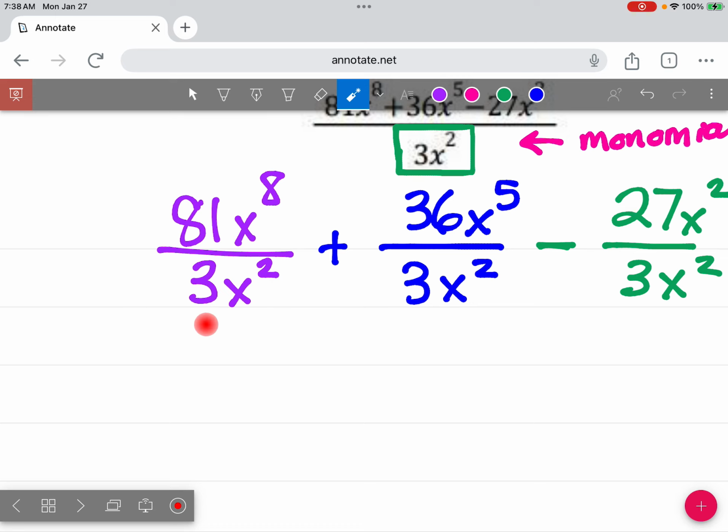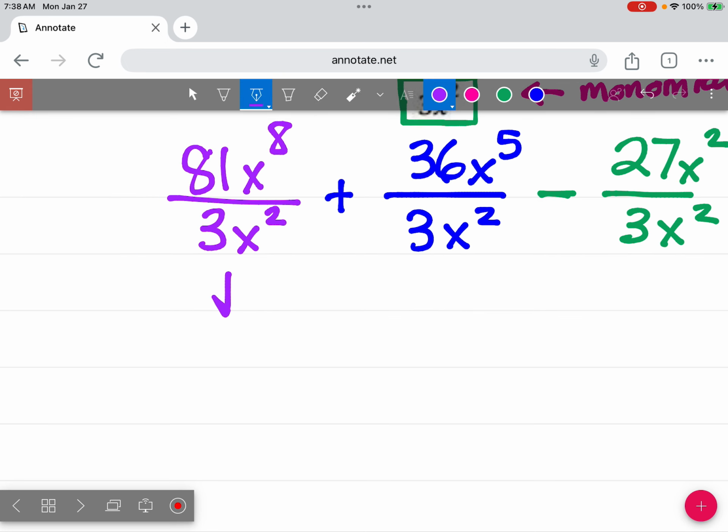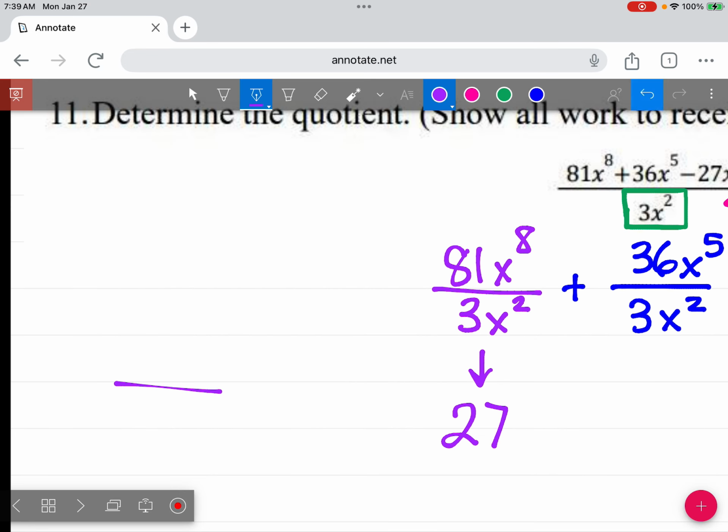All right, so let's look at each of these guys individually. 81x to the 8th divided by 3x squared. What is our 81 divided by 3? 27. So this becomes 27. And x to the 8th divided by x squared. How many? To the power of 4. Not quite. Remember, think about x to the 8th being 8 x's multiplied together. 1, 2, 3, 4, 5, 6, 7, 8.